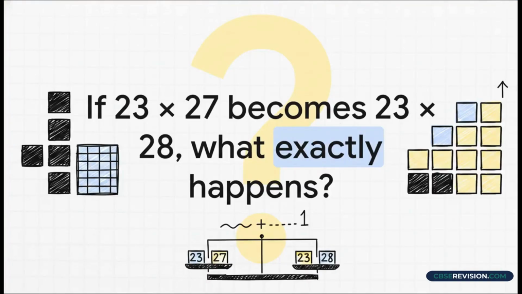You know, we always begin algebra by looking at what normal numbers do, because believe it or not, letters in algebra simply follow the exact same rules as regular numbers. So think about this multiplication, 23 multiplied by 27. Now ask yourself, by how much does your final answer increase if that second number, 27, just goes up by 1, becoming 28? Take a quick moment. What is actually happening in the math here?